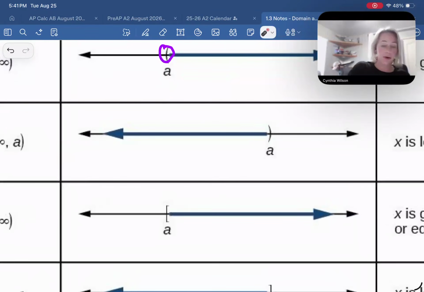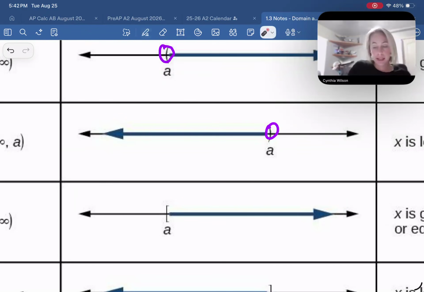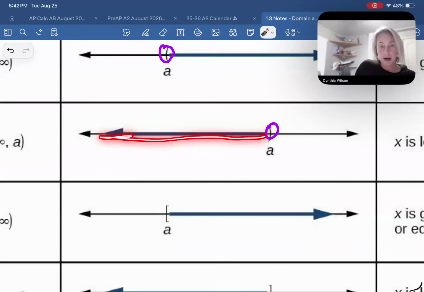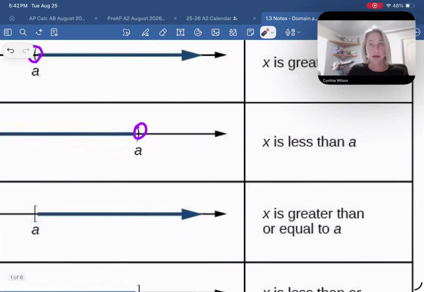And again, I would rather use an open dot than a parentheses any day. And you see how I have an arrow pointing off to the left. Anything that's on the left side of A is considered less than. So X is less than A.